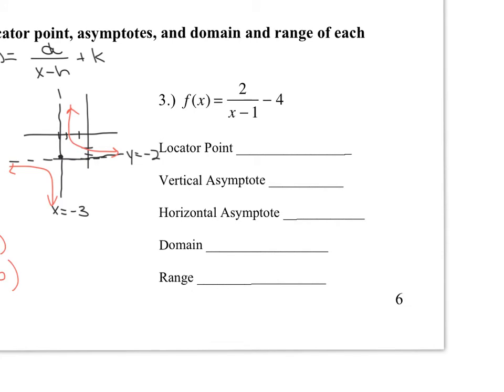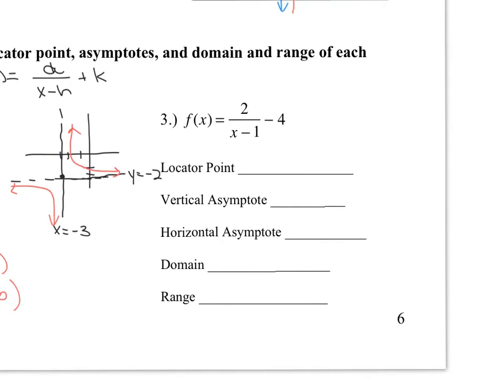For this next problem, again, this is a hyperbolic. The locator point in this one would be 1, negative 4. Now, again, I'm just going to sketch it out. It doesn't say to sketch it, but I'm going to sketch it so you get an idea of what it looks like. So here's my locator point that I just plotted. If I drew in a vertical line right through that point, that's x equals 1. And the horizontal line would be y equals negative 4.